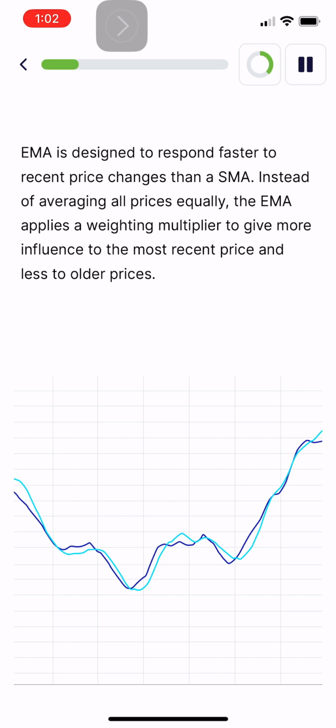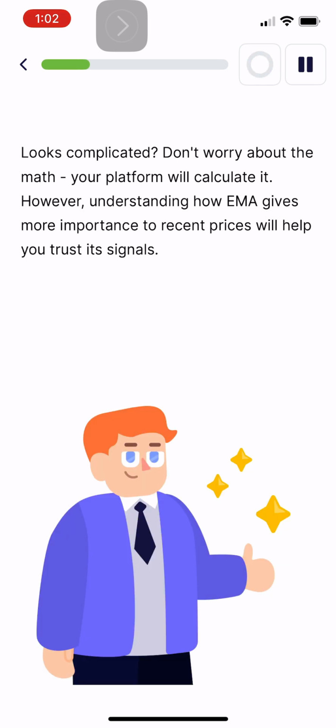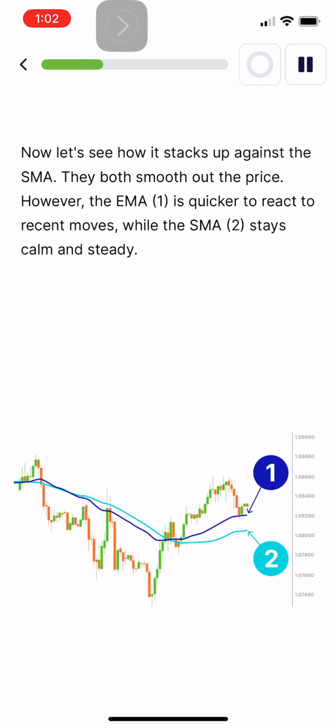Instead of averaging all prices equally, the EMA applies a weighting multiplier to give more influence to the most recent price and less to older prices. Looks complicated? Don't worry about the math. Your platform will calculate it. However, understanding how EMA gives more importance to recent prices will help you trust its signals. Now let's see how it stacks up against the SMA. They both smooth out the price. However, the EMA is quicker to react to recent moves, while the SMA stays calm and steady.